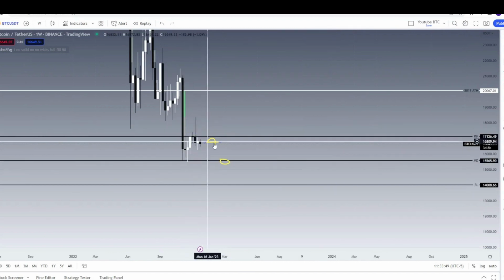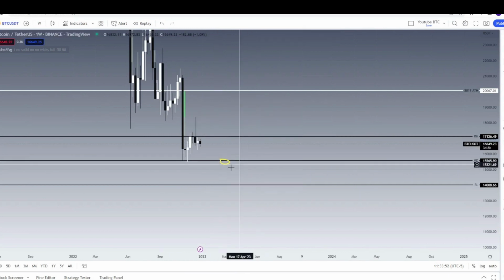So I would remove all of these candles for you, just so you can see how price action has actually respected these levels.